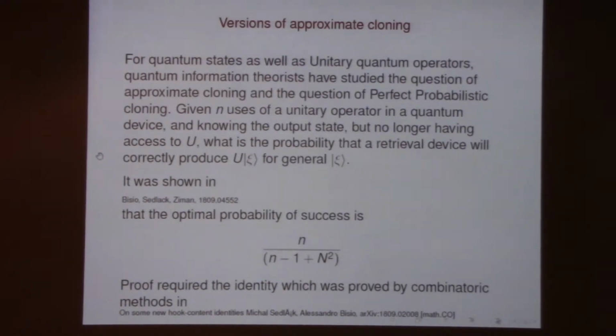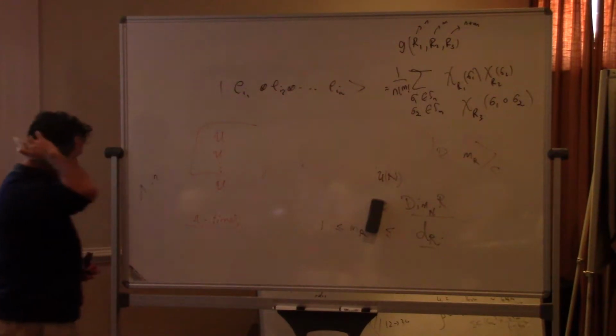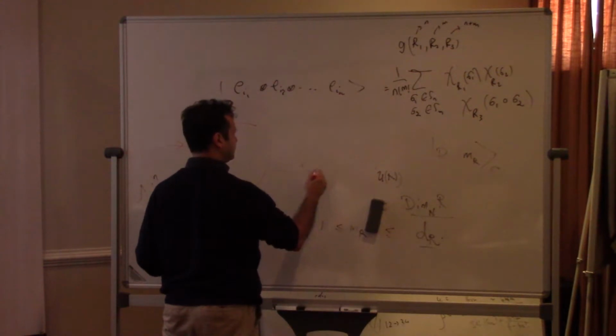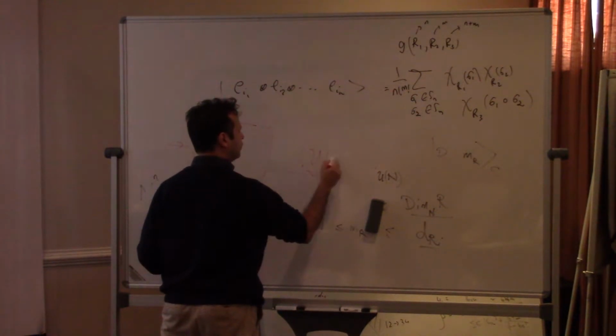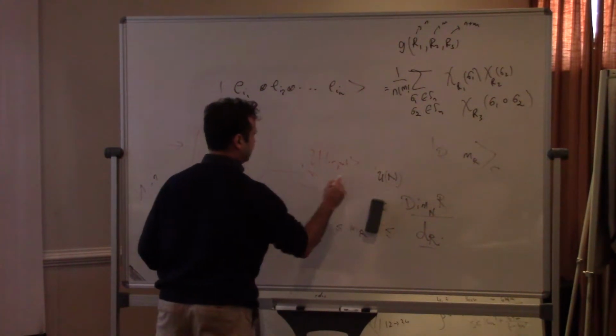But there's something else which I've never heard of before, called perfect probabilistic cloning. What you're trying to do is you have some operator U which acts in a device. So you have some operator U, and you have some quantum device where U acts, let's say, n times. You know it has acted n times. And as a result of this action, there was some input state and there's an output state, and given the input state, you know what this thing is.